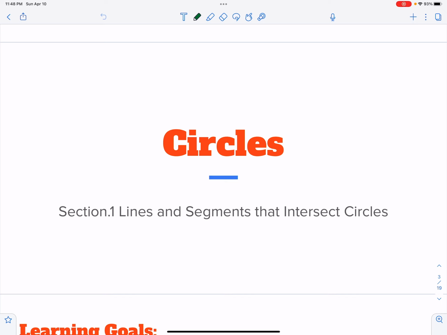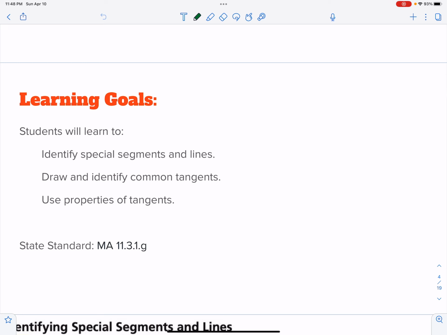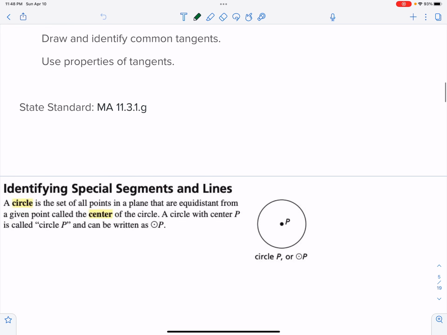All right, so this chapter is on circles. The first lesson here, you can see that we're going to learn about lines and segments that intersect circles. Some terms will be in this one, as well as some properties that they give us. Some of the terms we'll see and recognize, some of them will be new. So identify special segments and lines, draw and identify common tangents. We'll talk about what that means. And then to use some properties of tangents are our learning goals for today.